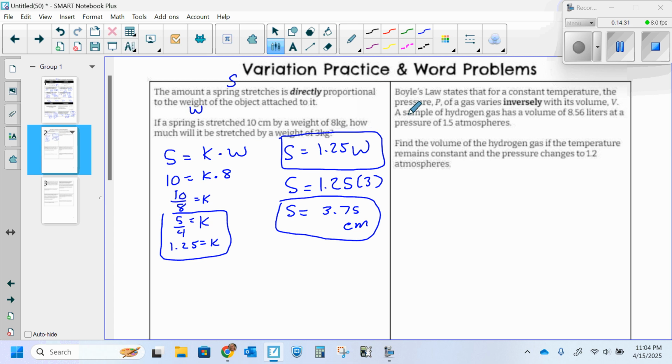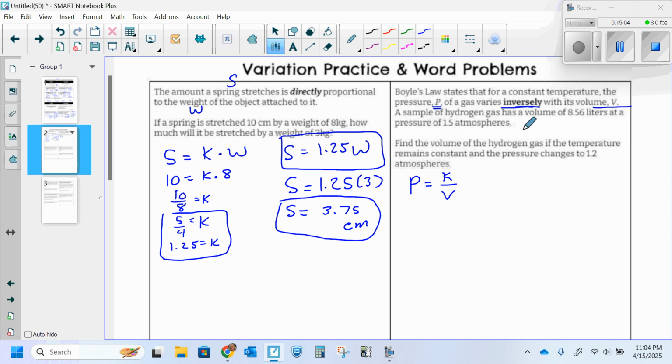All right, Boyle's Law. Some of you might have seen this in chemistry, maybe? Biology, chemistry, I'm not sure. I think many of you have heard of that before. Boyle's Law states that for a constant temperature, the pressure P of a gas varies inversely with its volume. So P varies inversely with its volume. This constant is your temperature, by the way.